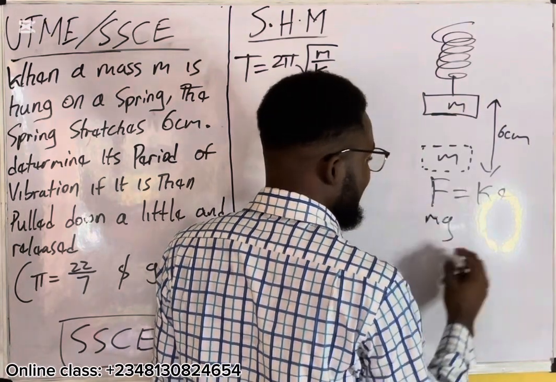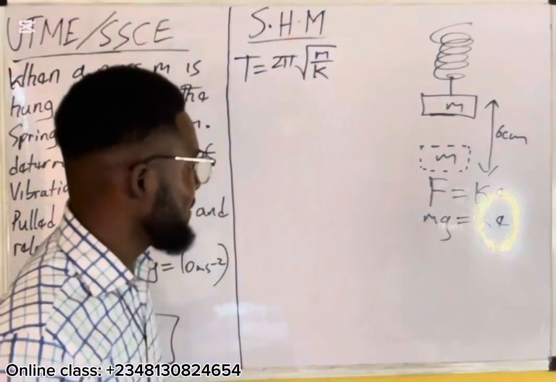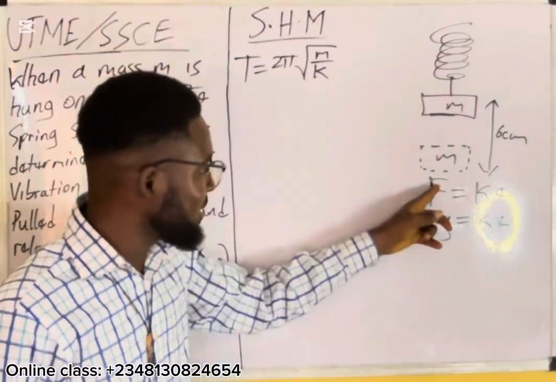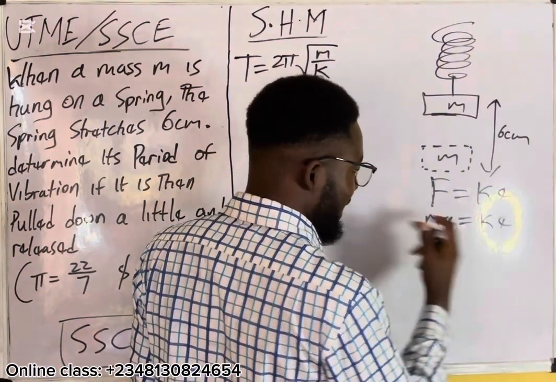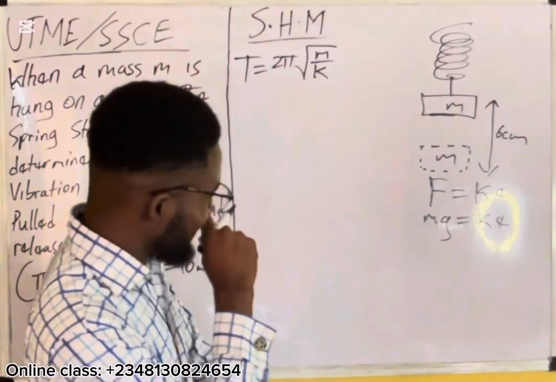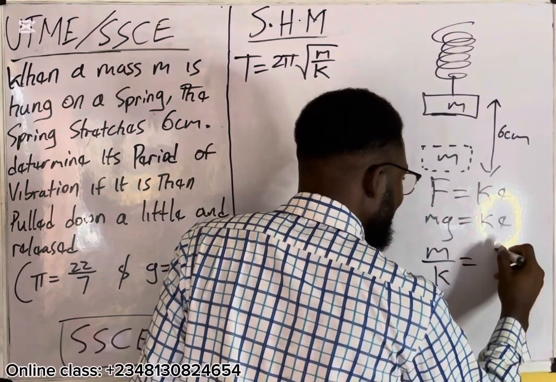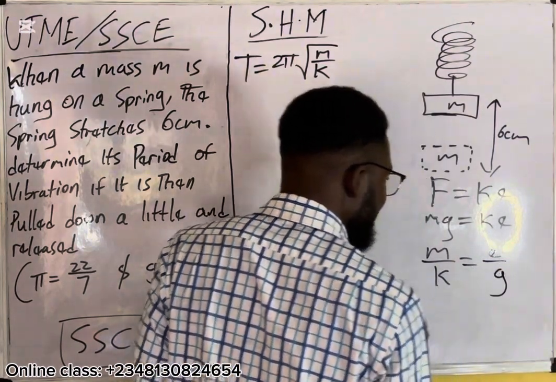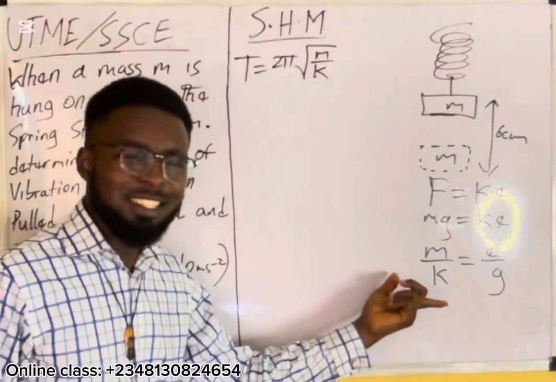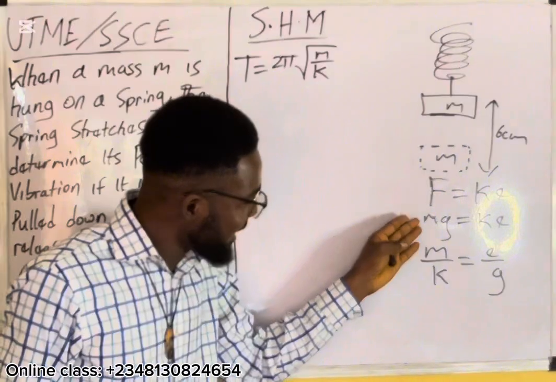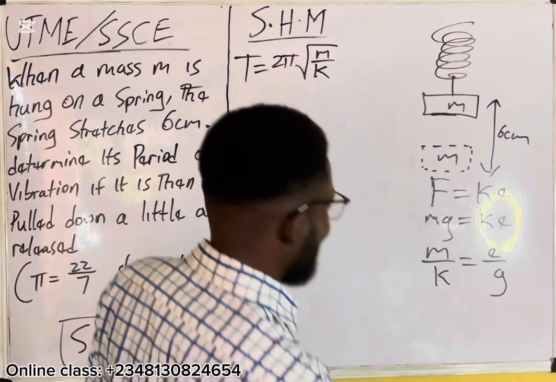The force in this case is Mg, which equals Ke, because the force is going down due to gravity. So the force is Mg. Now, when we look at this, Mg equals Ke, we can deduce that M over K is equal to E over G. From this equation, we can get this equation. Can you see that? Tell me you can really see what I'm doing. It's very simple. Look at it right here.